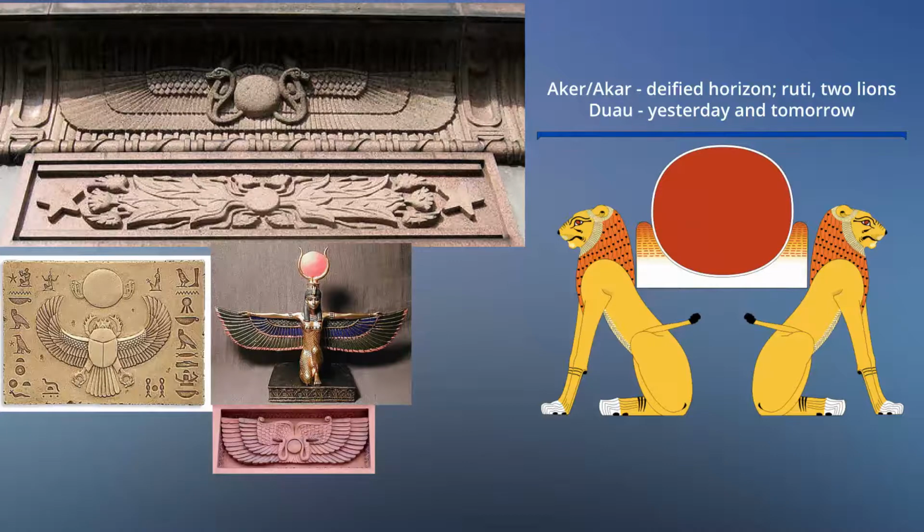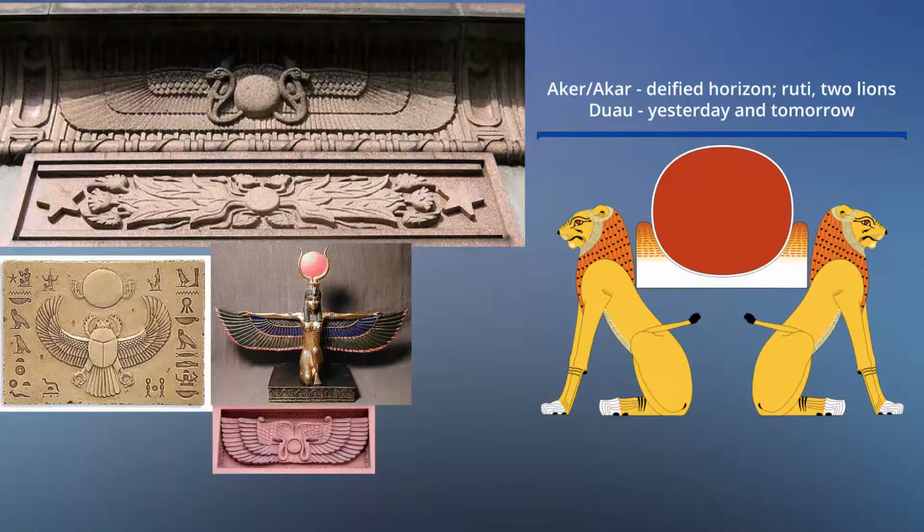We have Akher, or Akar, which is the deified horizon, Horus of the Two Horizons, or I forget the name, but type that in Google, you can find it. This is also Akar, the deified horizon, also called Ruti, the two lions. So the two lions are symbolic, you can find that in Shu and Tefnut and other aspects and other goddesses.